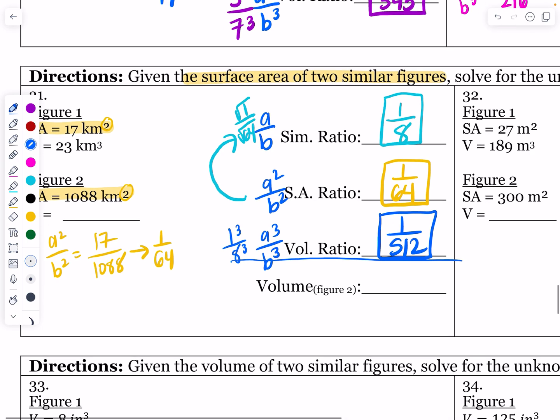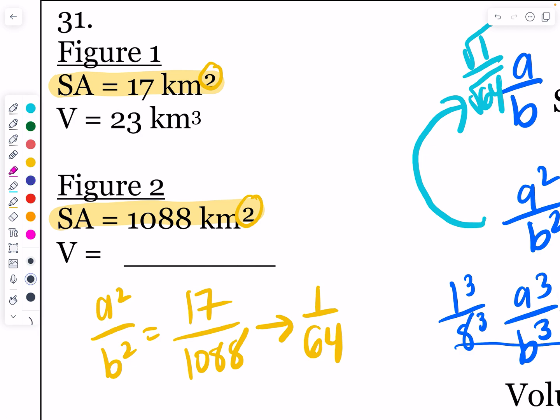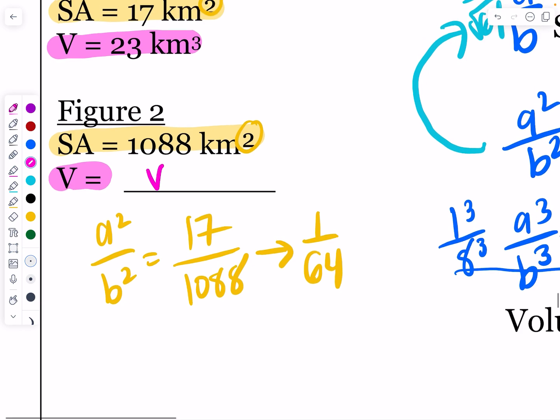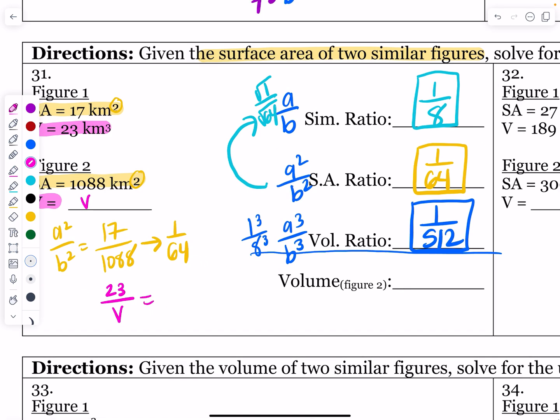But now we're going to take this one step further and we're going to actually solve for a missing piece. So it gives me my volume of the smaller figure and it wants me to find my volume of the bigger figure. So we're going to fill in a V there. We're going to say V is volume. So I know the original volume of figure 1 is 23. I'm trying to find the original volume of figure 2, which we're going to call V. That should be equal to the volume ratio, which we have. It's 1 over 512. So I get to fill that in right here, 1 over 512.